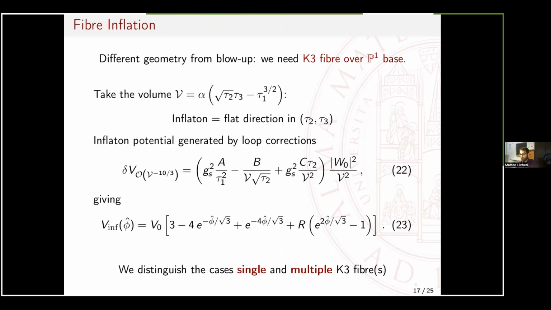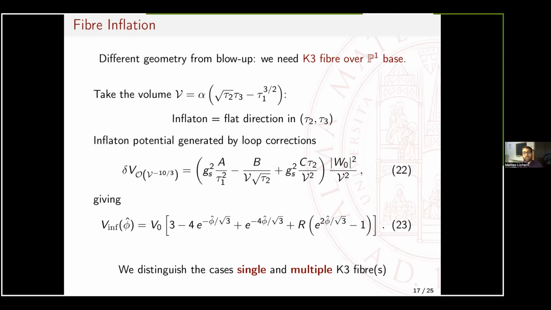We have a different geometry from the blow-up. We need, in fact, a K3 fiber over a P1 base. And we have here a volume that is schematically given as alpha times the square root of tau 2, tau 3, minus the LVS modulus. And we identify the inflaton as a flat direction along the tau 2, tau 3 plane.